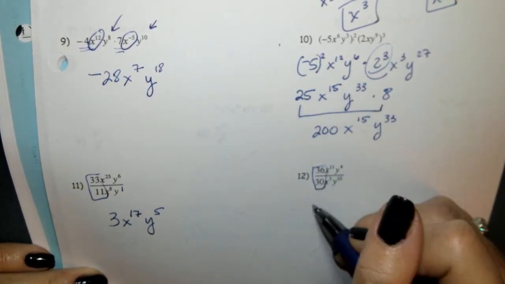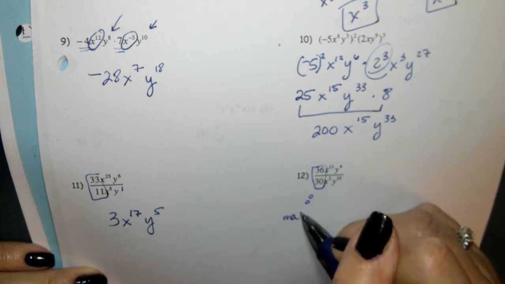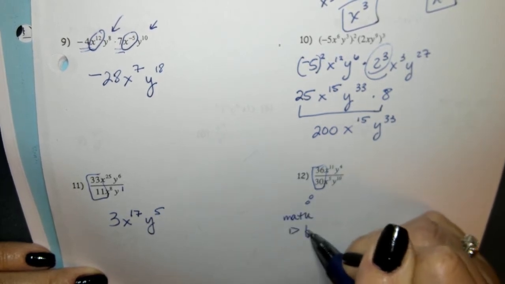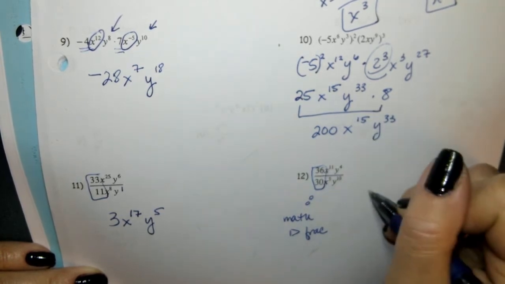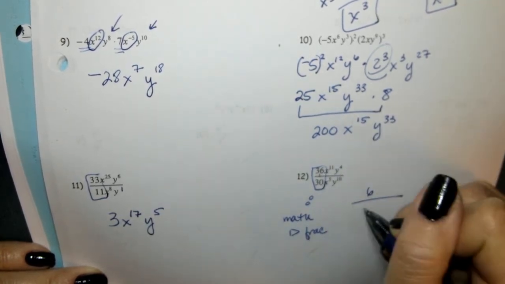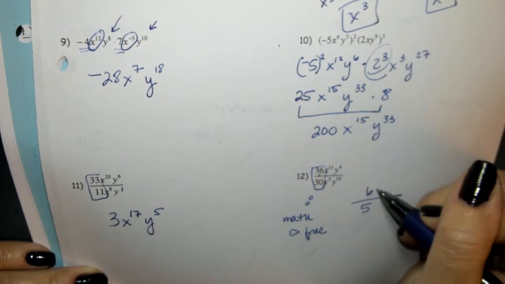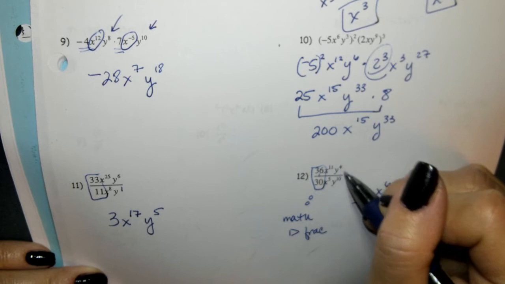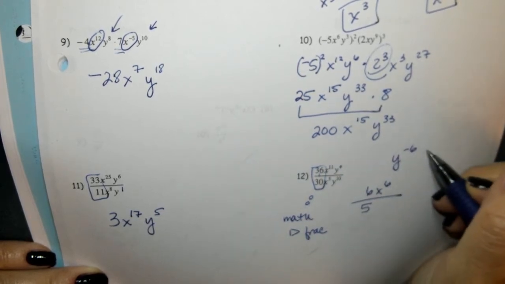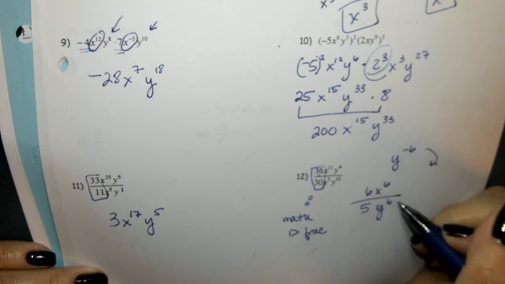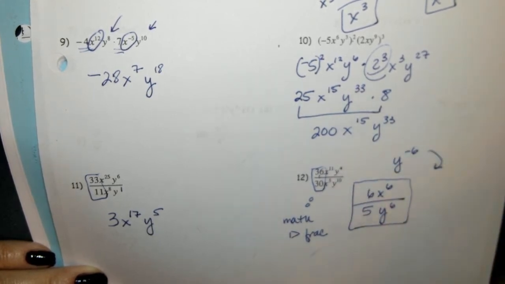36 over 30. If you use your calculator for that, you want to hit math, answer to fraction. And that will give you 6 goes in there 6 times and 6 goes in there 5 times. 11 minus 5 is 6. Now 4 minus 10 is y to the negative 6, which means it's going to get popped downstairs. So y to the 6th. So that's your final answer there.